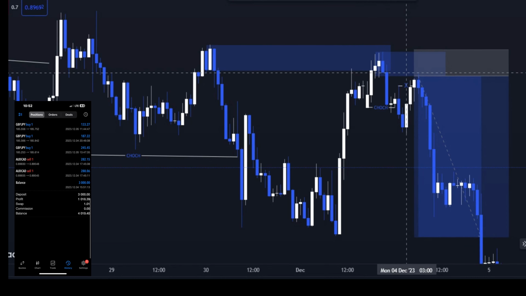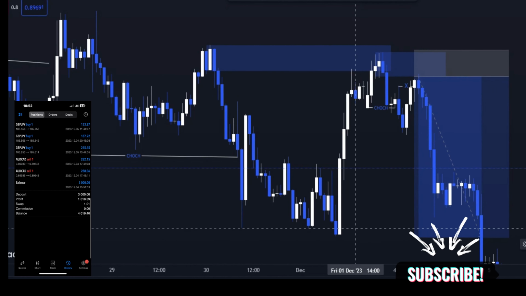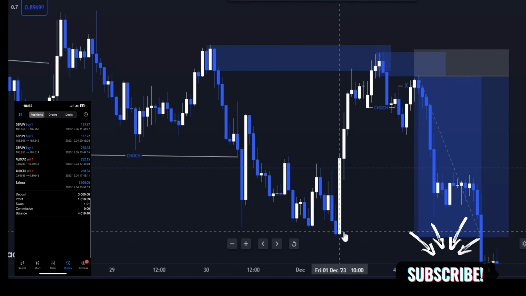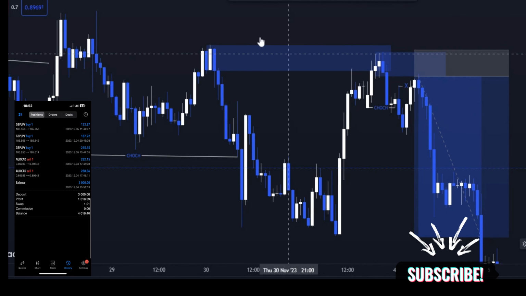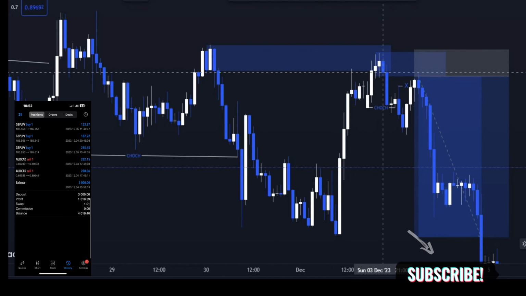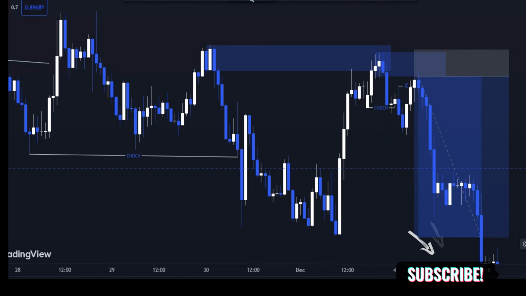As you can see, we nailed it. It was a sniper, and price finally dropped down, taking out this low. So this was the low we were targeting. So price gave us a 1 to 6 risk to reward ratio, yes, with about 76 pips in take profit.